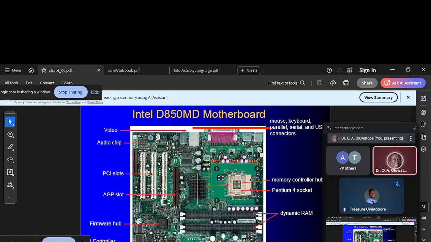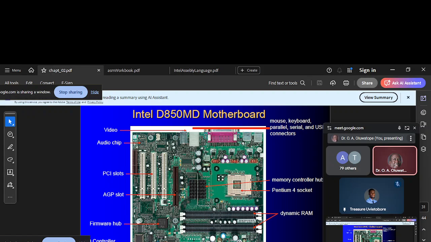It has PCI slots for extension, peripheral connect, video output. These are the audio chip, the firmware hub, the dynamic memory, power connector. So these are input output, mouse, keyboard, USB. So this is a typical motherboard, what it contains.